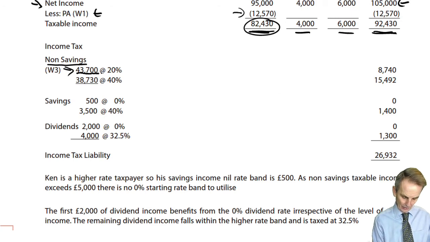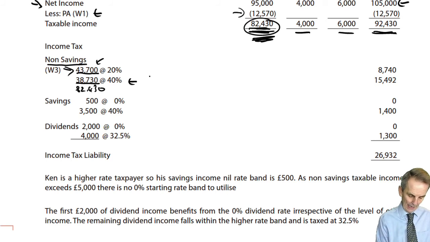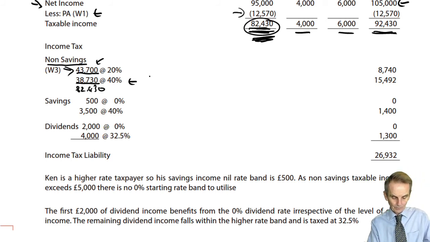We had 43,700 in the basic rate band. 82,430 minus 43,700, all being well, is the 38,730. That would take us up to the 82,430 there of taxable non-savings income. And that will be at 40%.